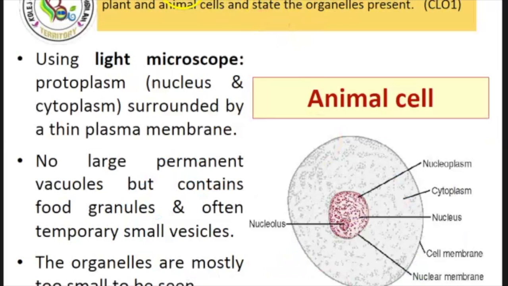Our learning outcome is to show the detailed structure of typical plant and animal cells and state the organelles present in one. By using light microscopes, we can just observe protoplasm. This means that we can only view the nucleus and cytoplasm surrounded by a thin plasma membrane in a large polymer wall that contains granules and often temporary small vesicles. The organelles are mostly too small to be seen.